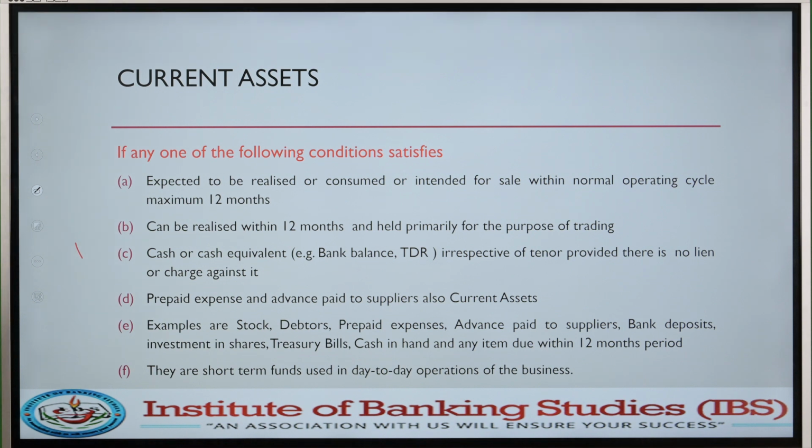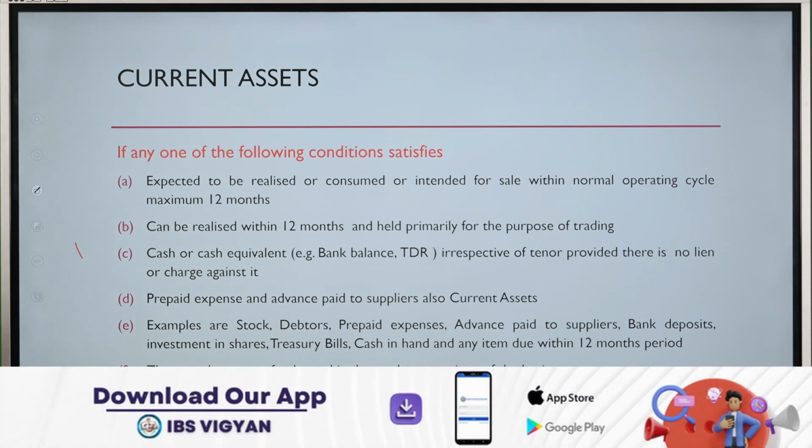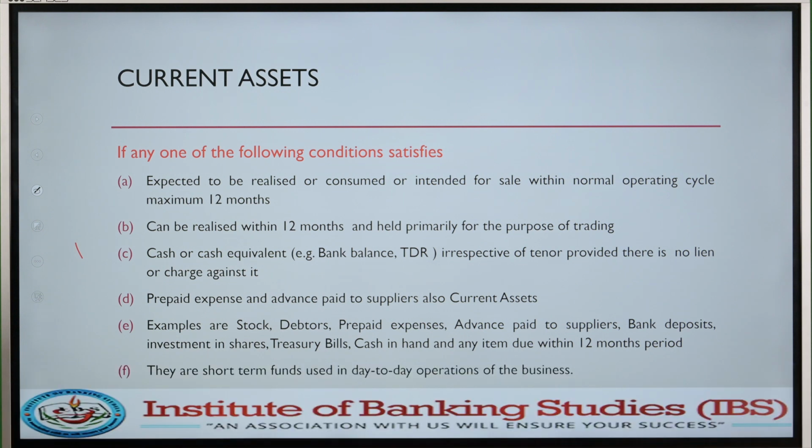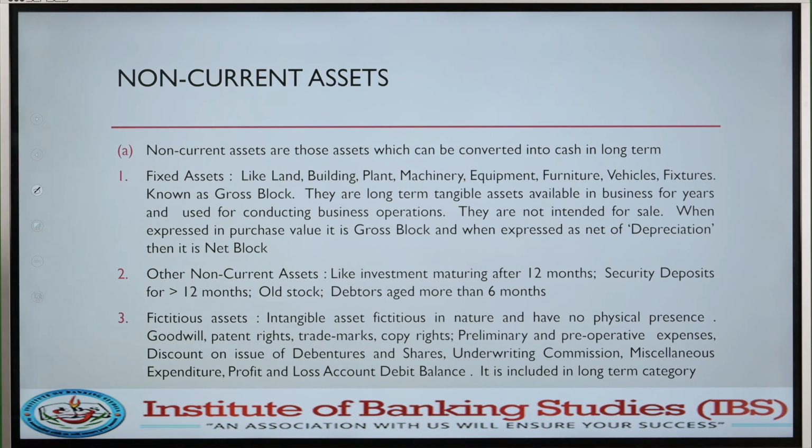If there is a lien or charge against it, we cannot consider it under current assets. Prepaid expenses and advances paid to suppliers are also current assets, and the examples we can cite: stock, debtors, prepaid expenses, advances paid to suppliers, bank deposits, investment in shares, treasury bills, cash in hand, or any item that is due within a period of maximum 12 months. They are short-term funds used in the day-to-day operations of the business.